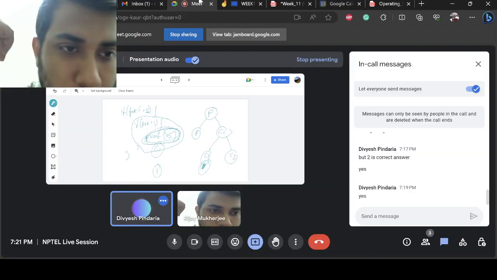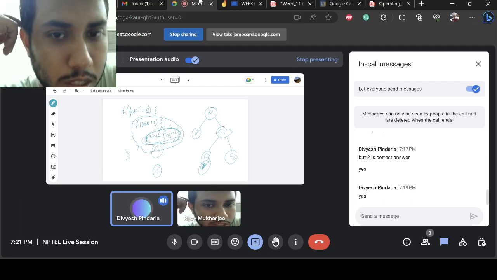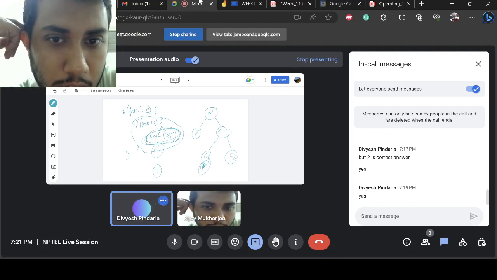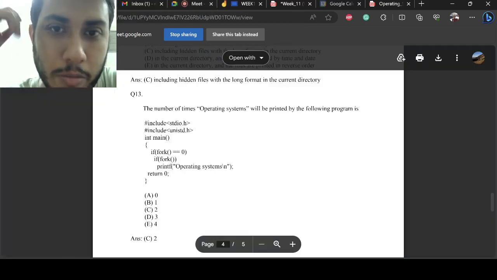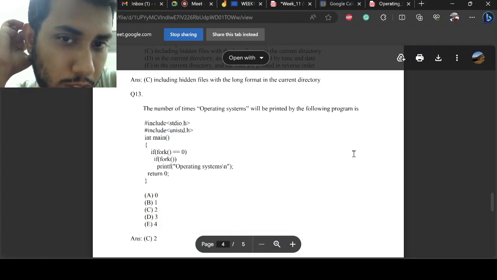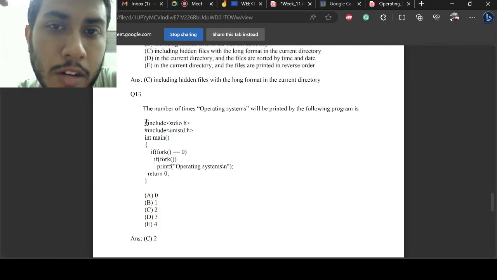We need to ask in the question section. There is a discussion forum, I think you can ask there, but I think it will be one only, because if you run the code, it will be printed one time only.